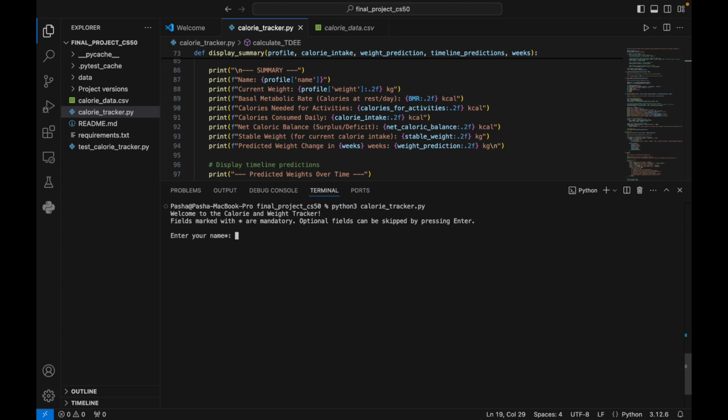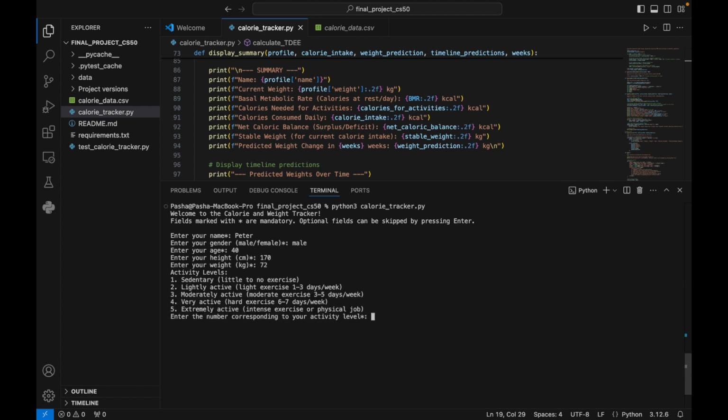So the user is prompted for a name. Let's say it's going to be Peter. Male or female, because it can be different for the metabolic outcome. Age, say Peter is 40. Let's say Peter is 170 centimeters. Weight, 72 kilos.